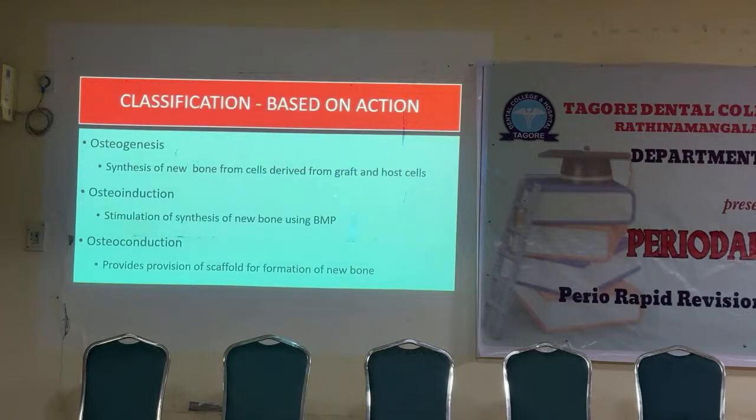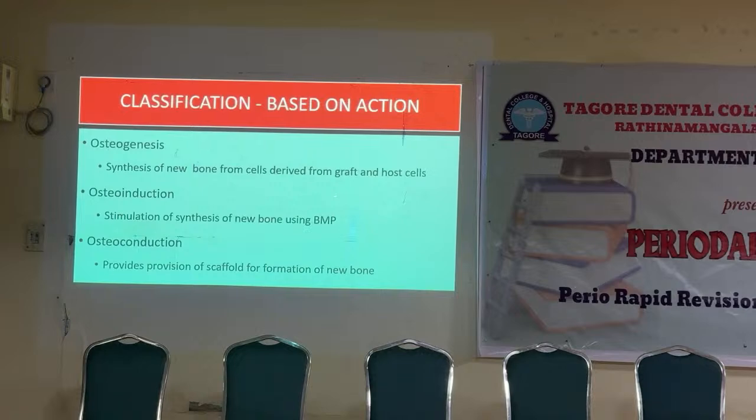Okay. So classification based on action. If you put a bone graft, there are three main actions of grafts. What are they? Osteogenesis, osteoinduction, and osteoconduction. Osteogenesis means it's a synthesis of new bone from cells derived from the grafts and bone cells. So the osteogenic potential means if you put something inside, it will turn into bone. That is osteogenic. Osteoinduction means whatever you put inside, it won't change into bone. It will just induce the adjacent cells to form the bone. It does not convert into bone. Okay, right? So that is osteoinduction.